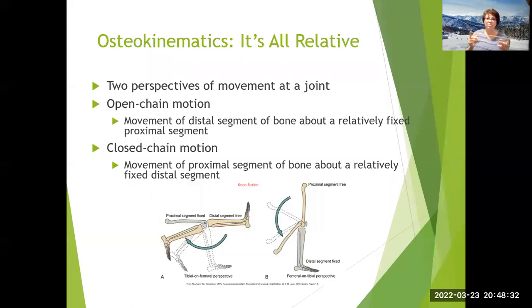So our two perspectives of joint movement: open chain and closed chain movement. Open chain is the movement of a distal segment of bone about a relatively fixed proximal segment. Closed chain motion is movement of a proximal segment about a relatively fixed distal segment. So when you think about it, with closed chain motions, either your hands or your feet have to be on the floor, so the proximal part of your body can move.